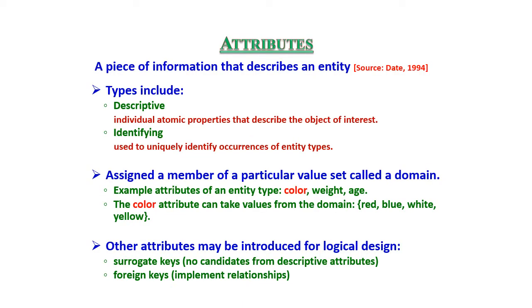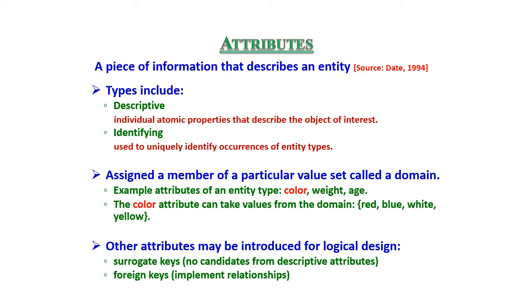The attributes. An attribute is a piece of information that describes an entity. Types include descriptive, individual atomic properties that describe the object of interest; identifying, used to uniquely identify an occurrence of the entity type; assigned, a member of a particular value set called a domain. Example attributes of an entity type are color, weight, and age. The color attribute can take values from the domain such as red, blue, white, yellow.